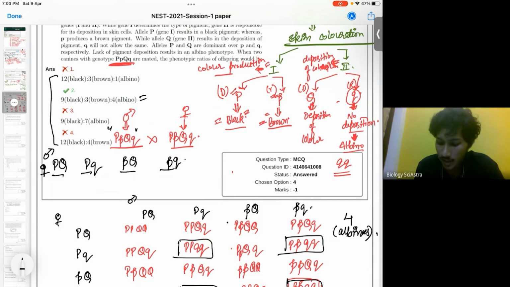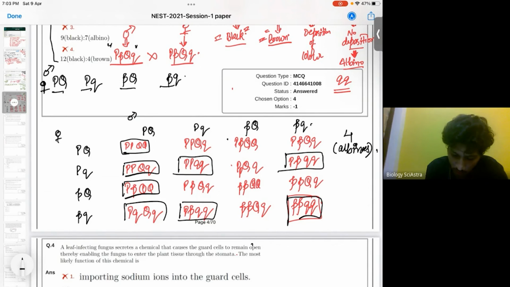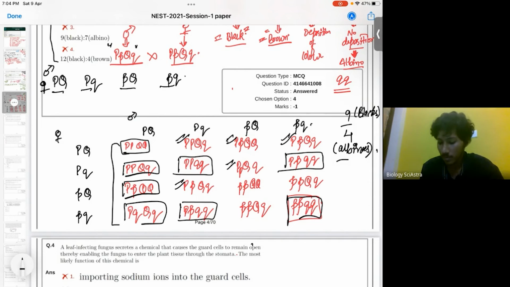But let's see the other parts also. If there will be at least one P and one Q, then which color of dogs will it give? It will give black colored dogs. इसमें black आएगा. This one will also give black. This one also. This one also. So 4 blacks from here. 5, 6, 7, 8, and so 9. 9 blacks will be there, and remaining will be brown.